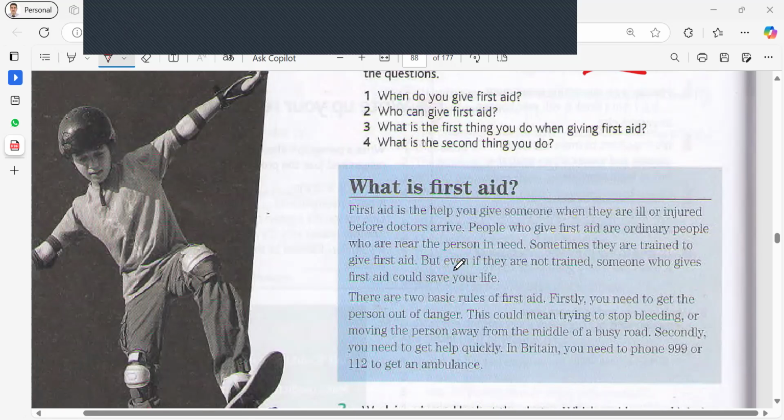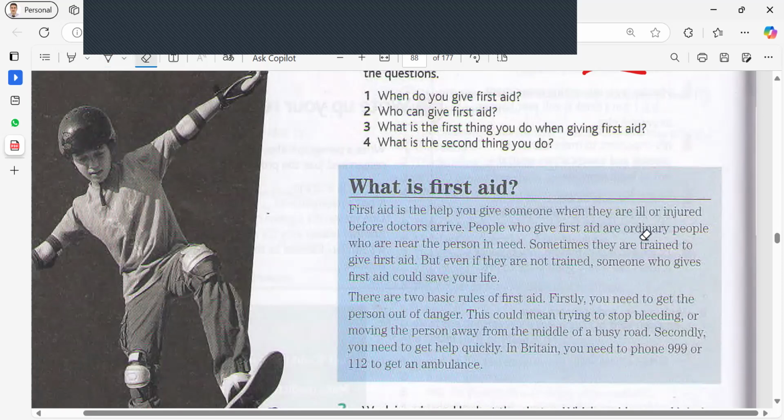Shabab, are you done? Yes, teacher. So what's first aid? First aid is help for someone when they are ill or injured. Ill or injured, right? Before doctors arrive. All right. Who can give first aid?